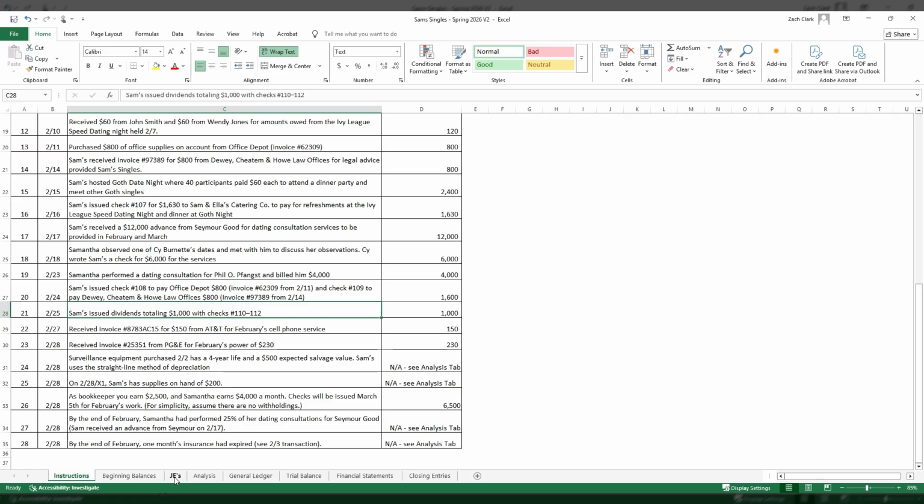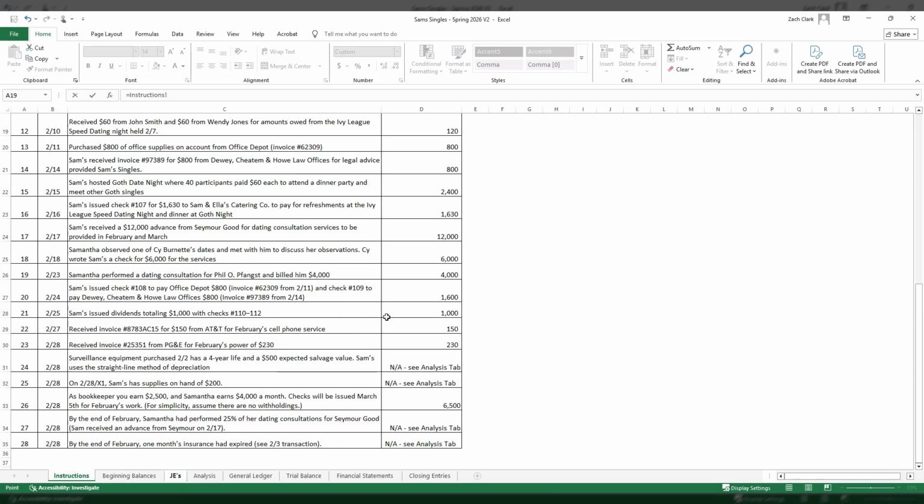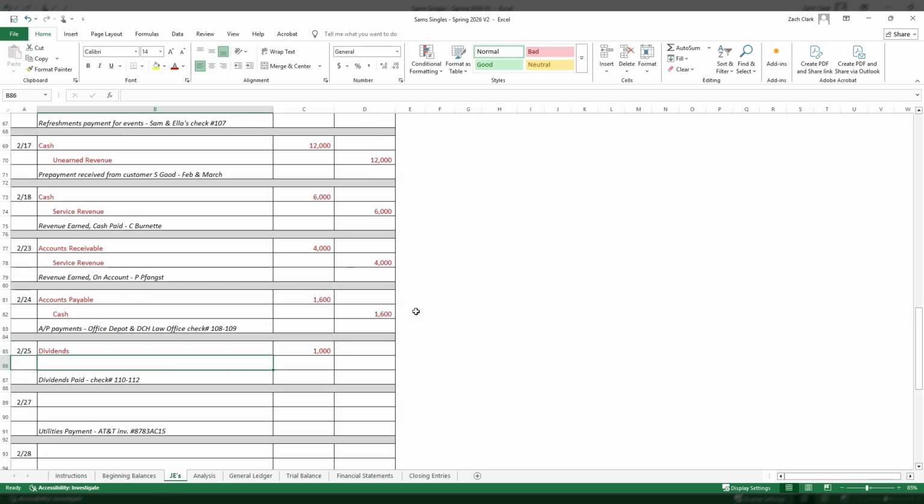Okay, so we're on to the 25th. Here we have an issuance of dividends totaling $1,000. And so we will debit dividends, which is an increase to dividends of $1,000. And then we will credit cash.